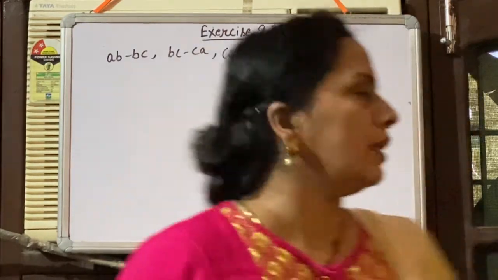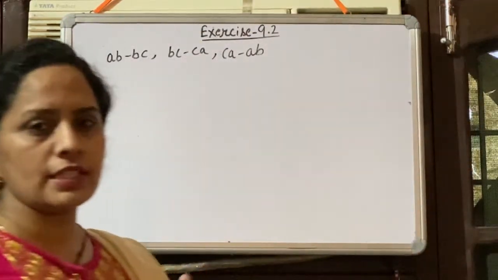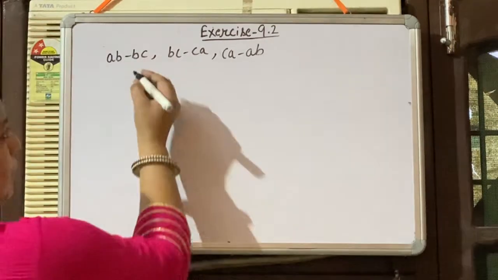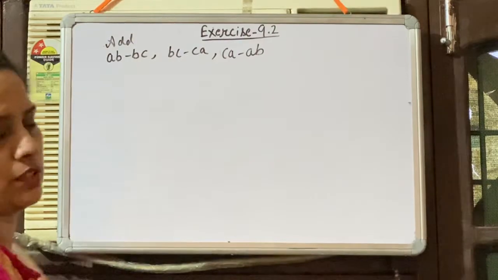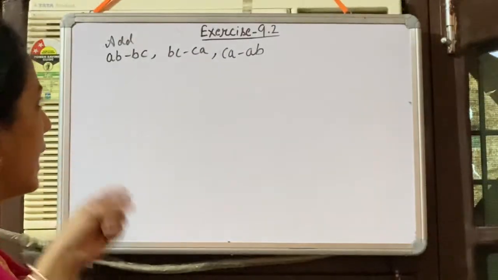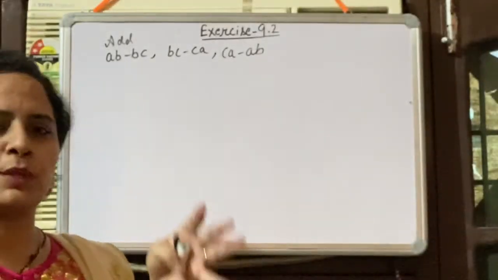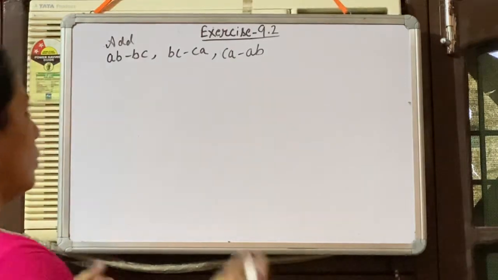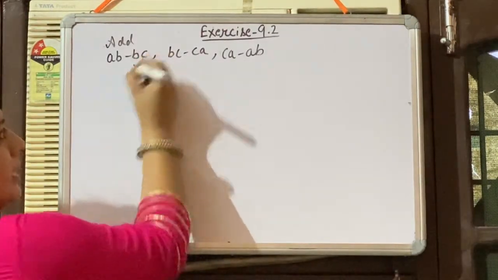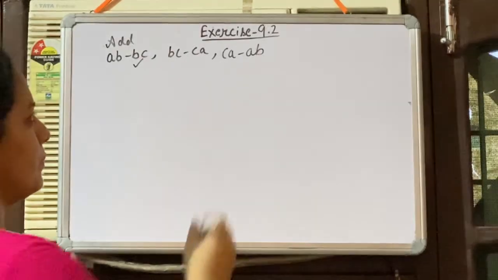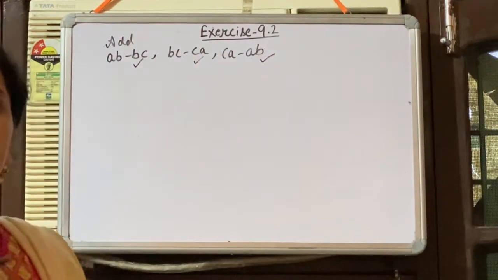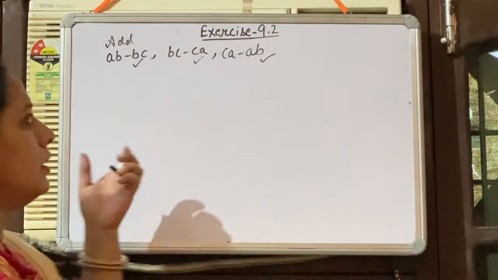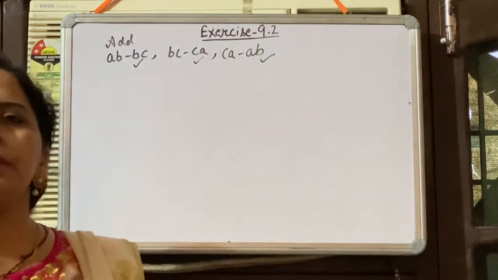That means we are going to start our first example. We have to add these algebraic expressions. So first of all, write the different algebraic expressions in different rows. We will write this in the first row, second in the second row, and third in the third row. Then write the like terms one below the other.